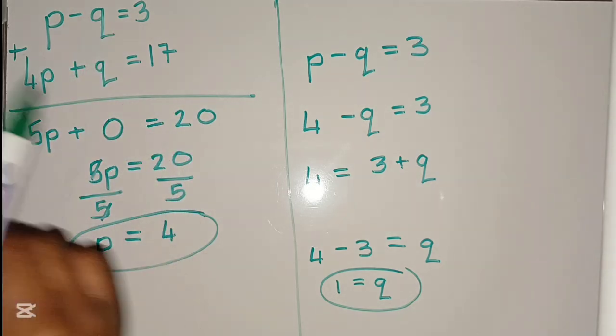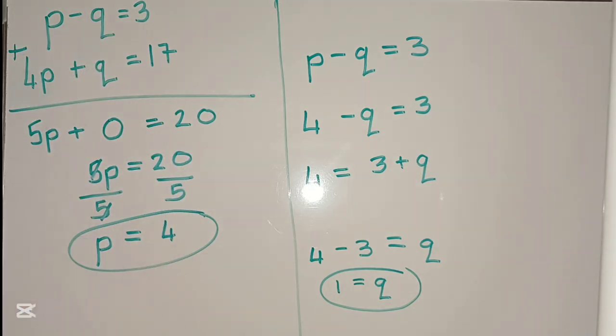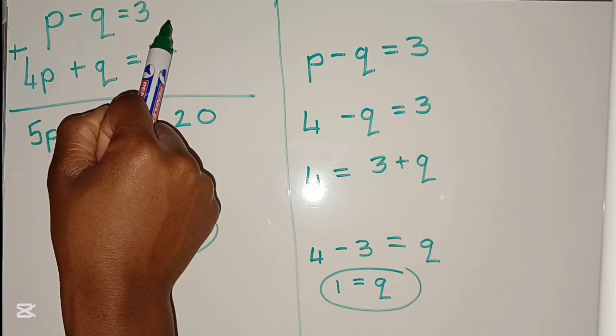If both sides of the equal sign give you the same value, then the answer for p is indeed 4 and the answer for q is indeed 1. But you have to substitute the values of p and q in both the equations, not just the first equation.